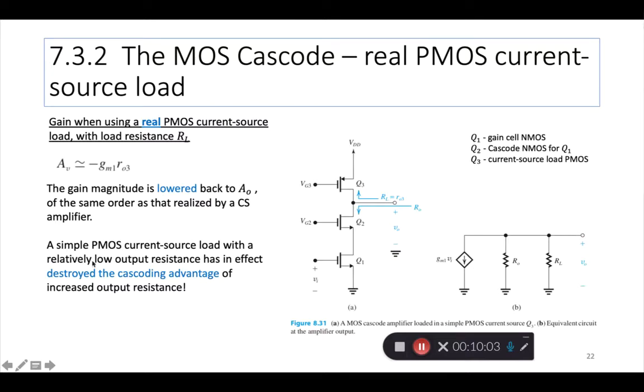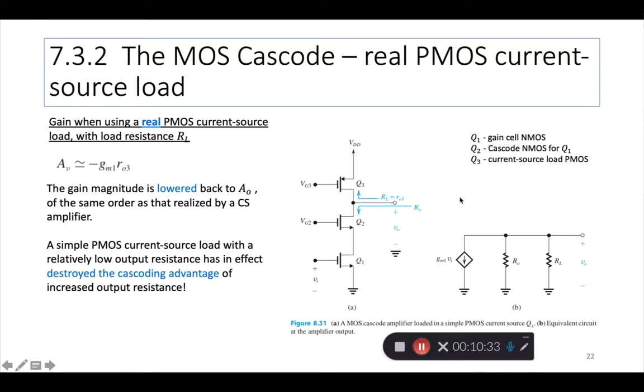So what has happened basically is a simple PMOS current source load with a relatively low output resistance has in effect destroyed the cascading advantage of increased output resistance. So whatever benefit you got seems like it's lost. Now this configuration, I just put some notes here. There's Q1, which is the gain cell NMOS, Q2, which is the cascade NMOS for Q1, and Q3 is of course the PMOS current source load.